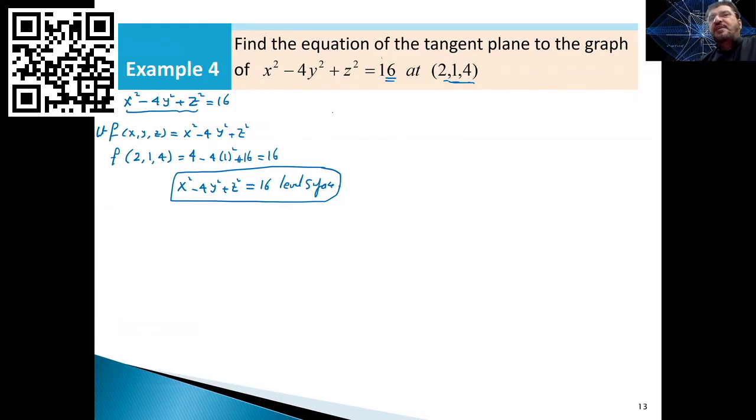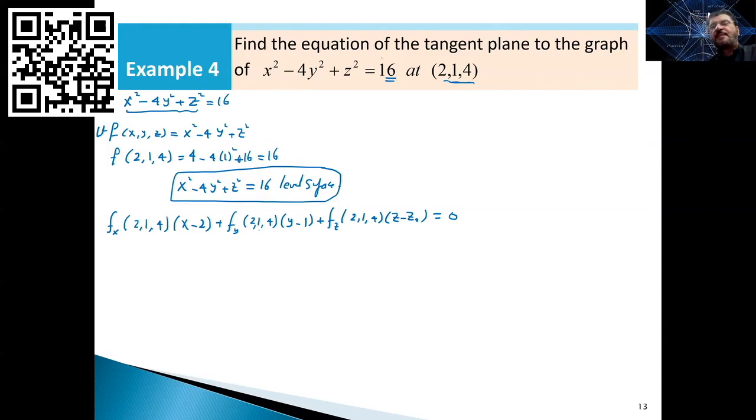Now, to find the gradient, find the equation of the tangent plane. What's the equation of the tangent plane? The equation says what? It's fx at (2, 1, 4) times x minus x naught. What's x naught here? 2. Plus the partial derivative of this one at (2, 1, 4) times y minus y naught, which is 1, plus fz of (2, 1, 4) times z minus z naught. All of this must be equal to what? To 0.